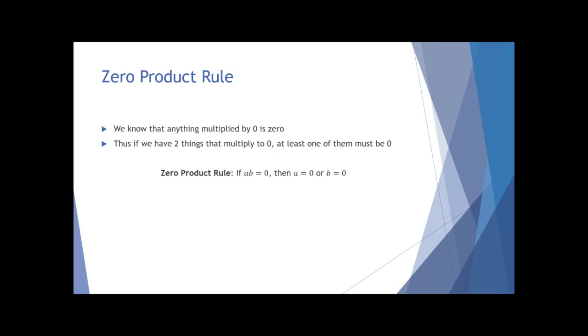So that's the idea behind the zero product rule. If a times b is equal to 0, then a equals 0 or b equals 0. And it's possible they're both 0, but those are your choices. And that's the zero product rule, and that's what we're going to use. When we factor, we turn things into multiplication, and then once we have things multiplying to 0, that's when we can use this rule.